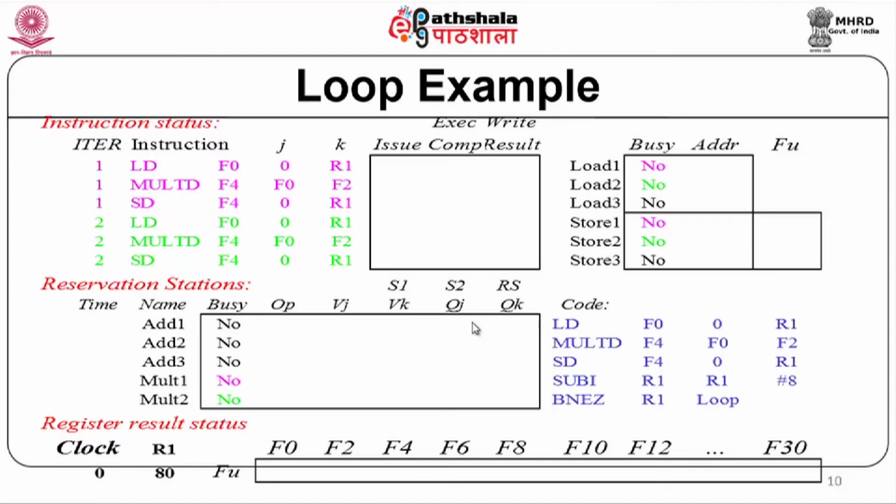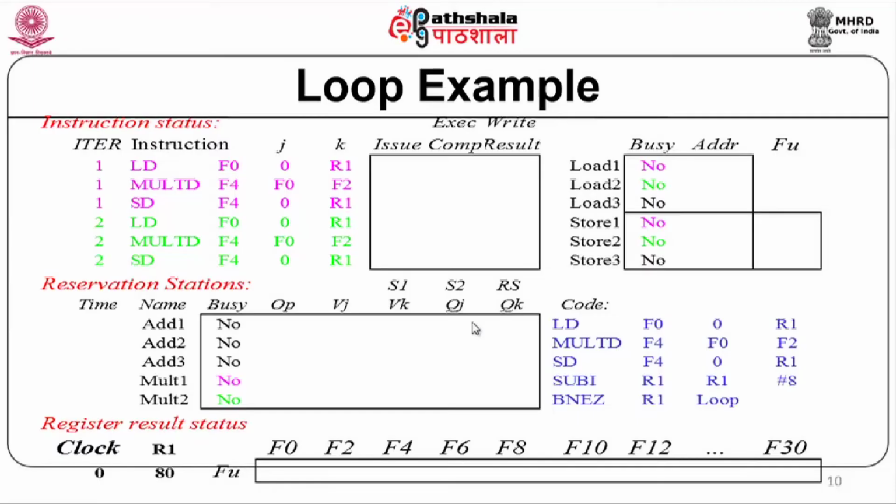And look at the slight difference in your load buffer entries and the store buffer entries. Load buffer entries just have a status field indicating whether they are busy or not, and an address field where the effective address will be calculated and stored. Whereas if you look at the store buffer entries, apart from the status field and the address field, obviously they also have a data field.